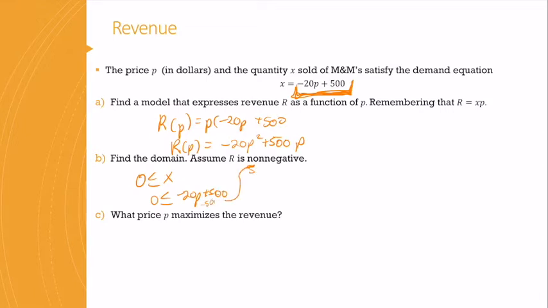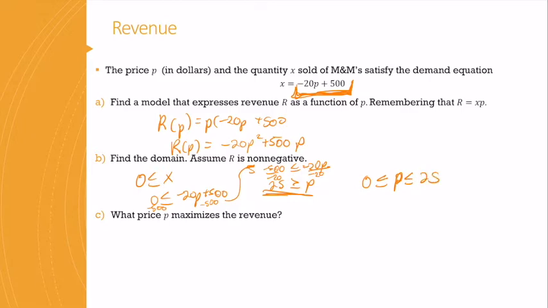I'm going to subtract 500 from both sides. I get negative 500 is less than or equal to negative 20P. I divide both sides by negative 20, remembering to flip my sign, because when you divide by a negative, you have to flip your inequality sign. So I know P has to be greater than 0, but it has to be less than 25. So here we can charge between $0 and $25.